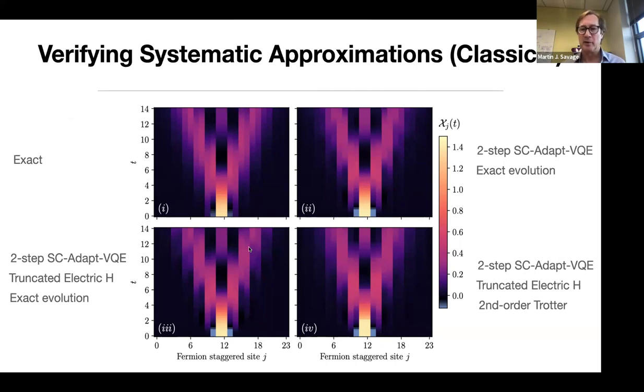So the truncations that were implemented were two layers of the SCDAP VQE, a truncated electric Hamiltonian, and second order trotterization of the operators.